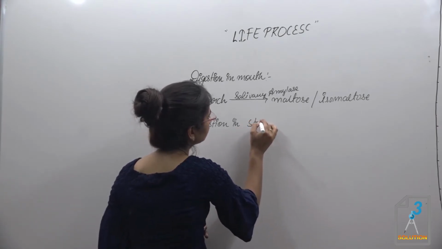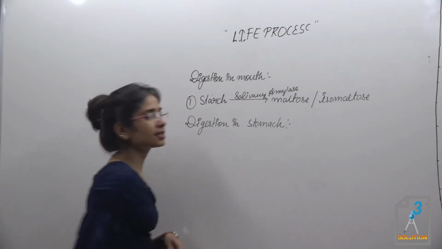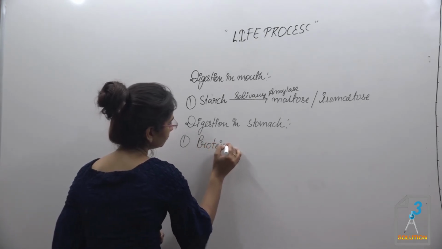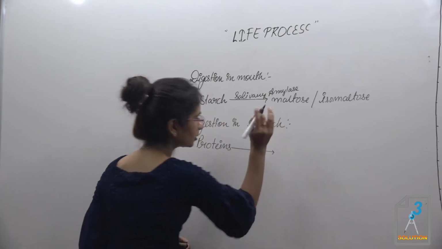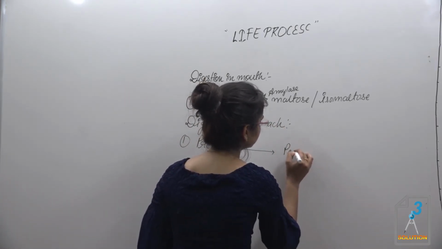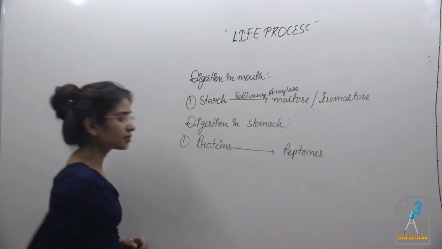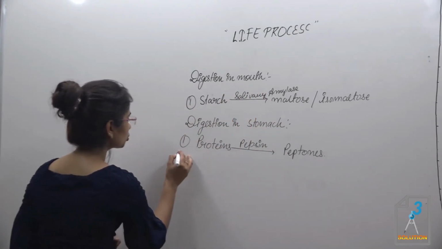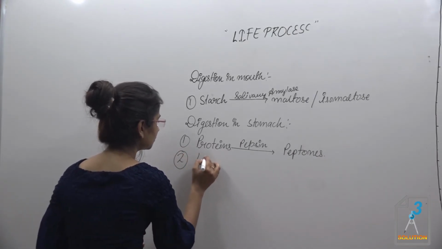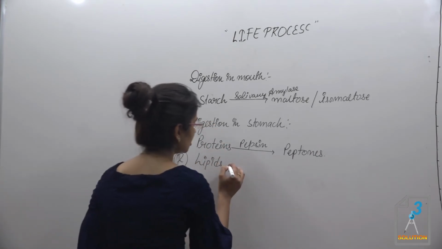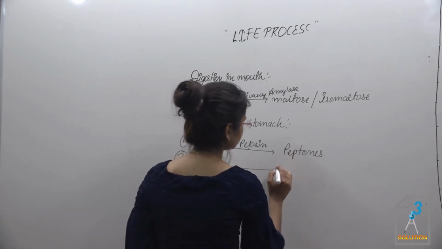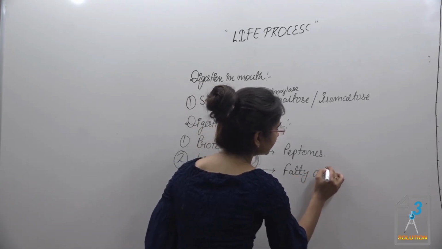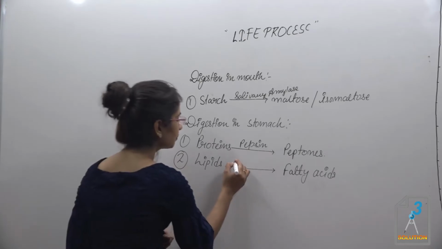Next up we have digestion in the stomach. First we have proteins in the stomach. The proteins are broken down into peptones by the enzyme pepsin. Next, the lipids are broken down into fatty acids by the enzyme lipase.